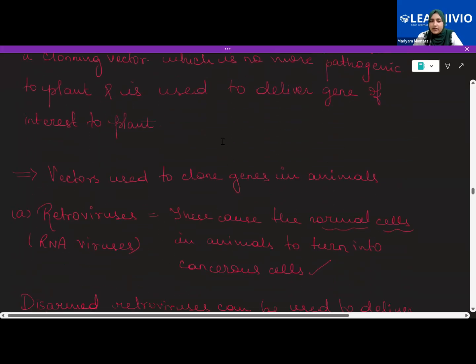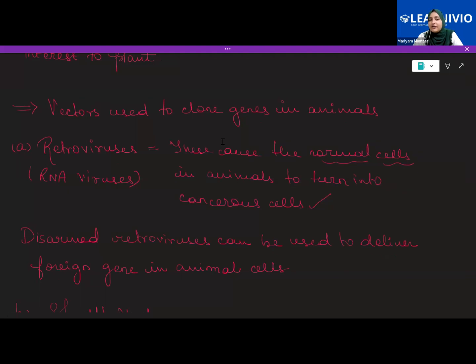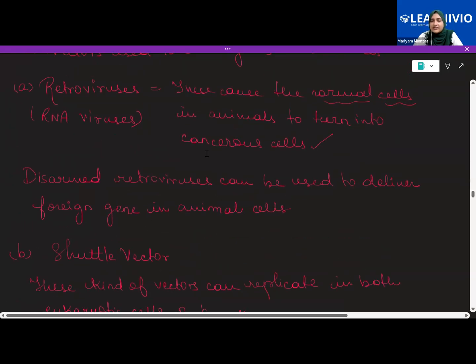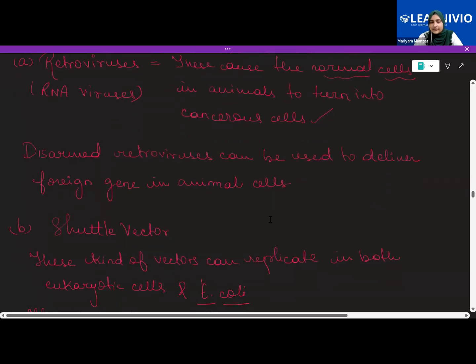Then talking about animals, the vectors that are used to clone genes in the case of animals are retroviruses. Now you know how they use our cell only as their factory. These are RNA viruses. So if you disarm them and then put them in the animal, disarmed retroviruses can be used to deliver the foreign gene in animal cells.